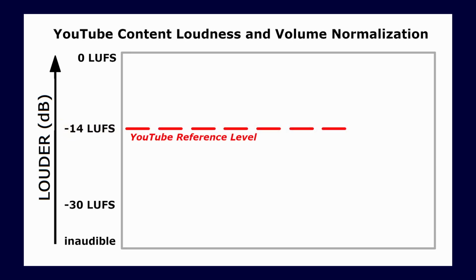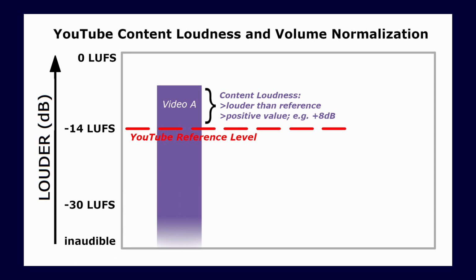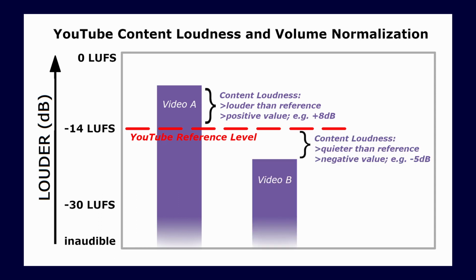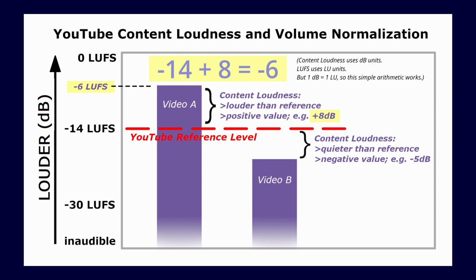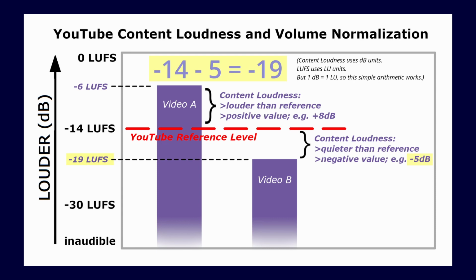Okay, back to content loudness. When the content loudness is a positive value, the audio is louder than the YouTube reference level. When negative, the audio is quieter than the reference level. Video A has a +8 dB content loudness, because it is louder than the YouTube reference level. Video B has a -5 dB content loudness, because its volume is under the reference level. We can easily calculate the corresponding LUFS values for these two videos. Video A is +8 dB louder than -14 LUFS, so the audio for video A must be -6 LUFS, that is, -14 + 8 is equal to -6. Video B is -5 dB softer than -14 LUFS, so the audio for video B must be -19 LUFS.